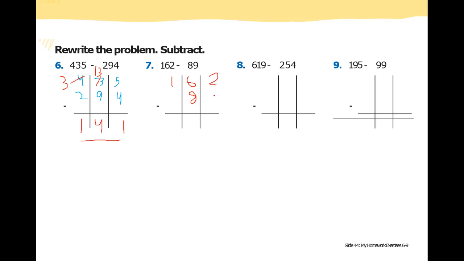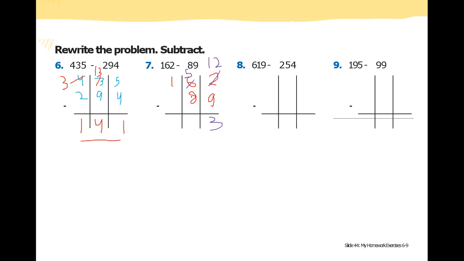162 minus 89. We have nothing in the 100 place. 2 minus 9, it's not going to work. Why? Because we have more on the floor. We need to regroup to cross number 6 to become 5 and 2, it's going to become 12. 12 minus 9 equals 3.